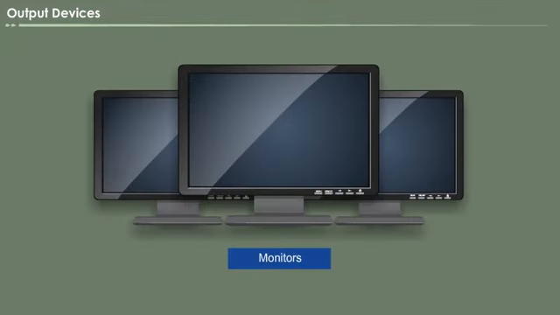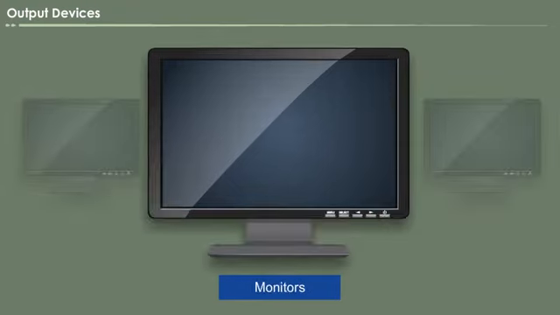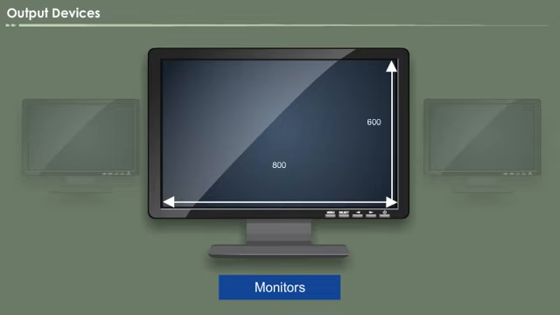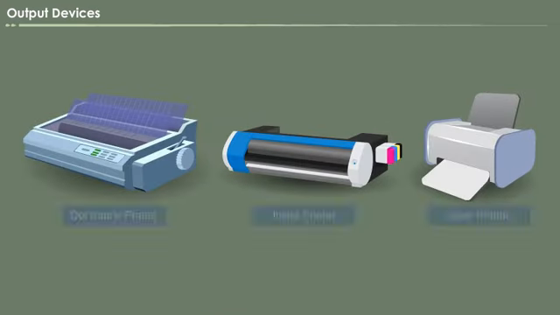Monitors. A computer monitor is an output device that is used as an electronic visual display for computers. Monitor screen size is measured diagonally across the screen in inches. The resolution of the monitor is the maximum number of pixels that it can display horizontally and vertically, such as 800 × 600 or 1024 × 768 or 1600 × 1200.